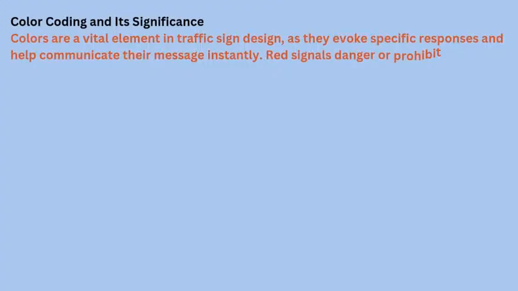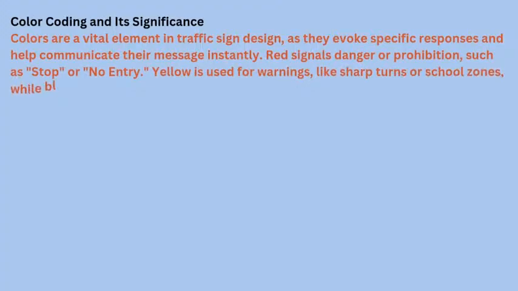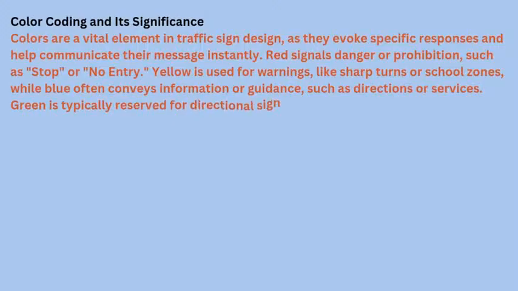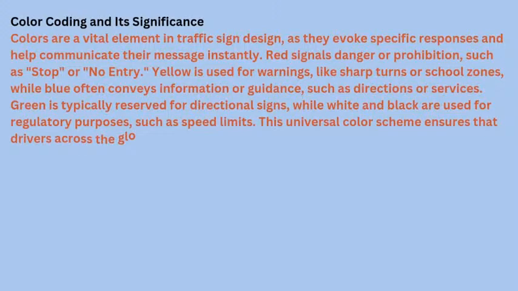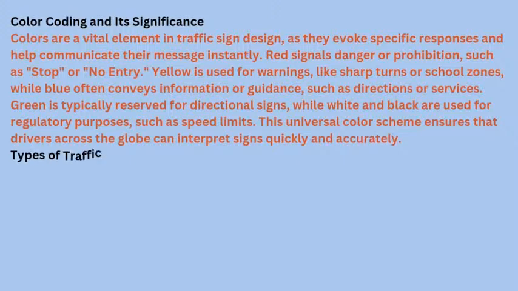Color and its significance. Colors are a vital element in traffic sign design as they evoke specific responses and help communicate their message instantly. Red signals danger or prohibition, such as stop or no entry. Yellow is used for warnings like sharp turns or school zones, while blue often conveys information or guidance, such as directions or services. Green is typically reserved for directional signs, while white and black are used for regulatory purposes, such as speed limits. This universal color scheme ensures that drivers across the globe can interpret signs quickly and accurately.